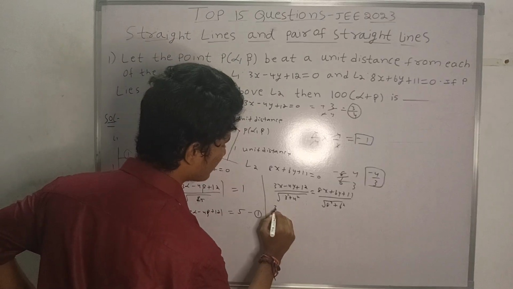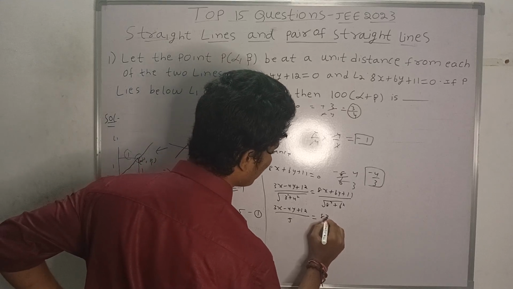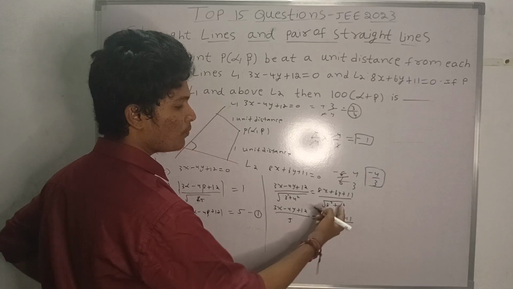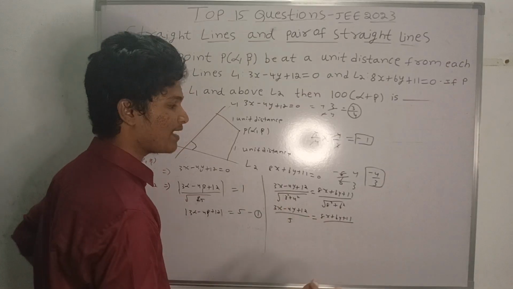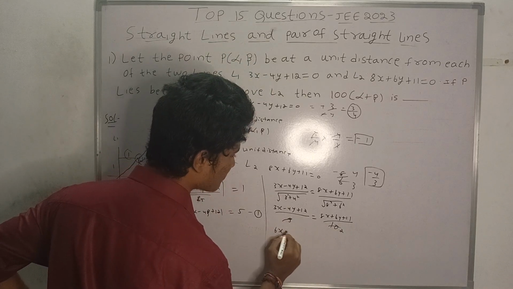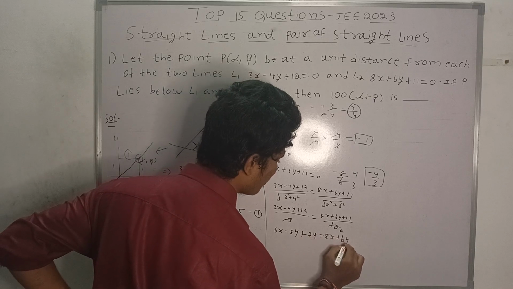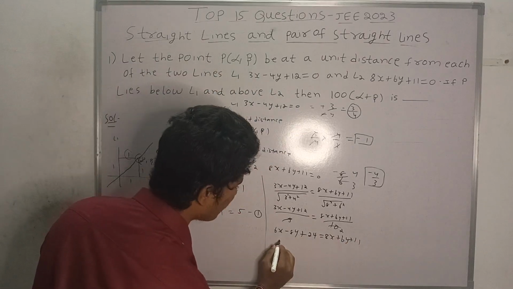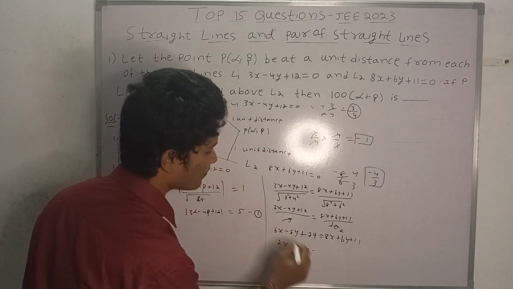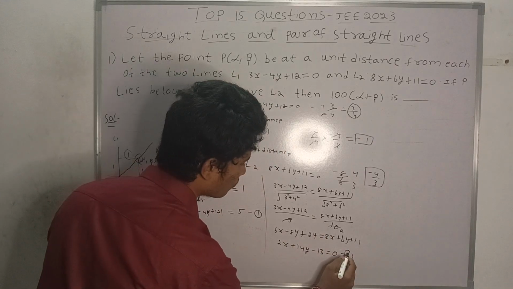So basically here you will get 3x minus 4y plus 12 divided by 5 equals 8x plus 6y plus 11 divided by root of 8 square plus 6 square. 8 square is 64, 6 square is 36, 64 plus 36 is 100, root 100 is 10. So when I cancel these, you will get 6x minus 8y plus 24 equals 8x plus 6y plus 11. When I solve this equation, you will get 2x plus 14y minus 13 equal to 0. So this is equation number 2.